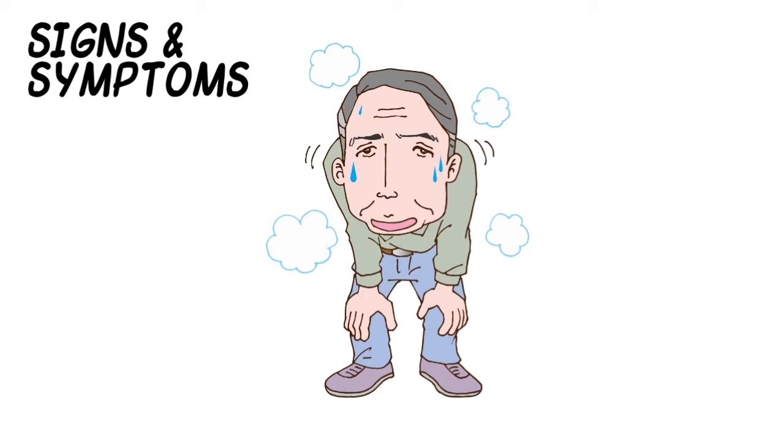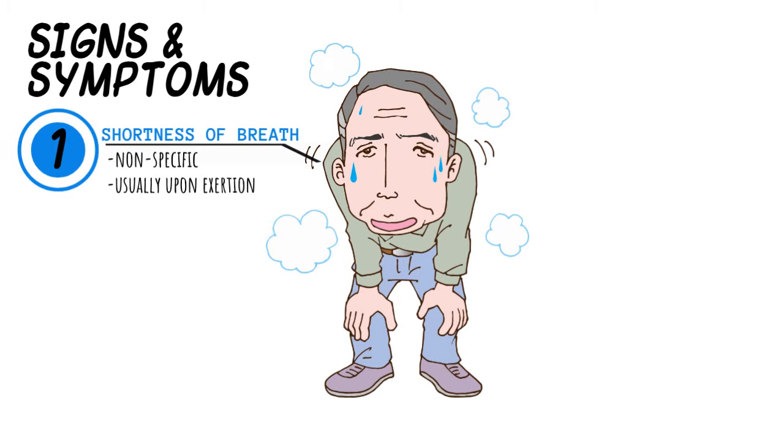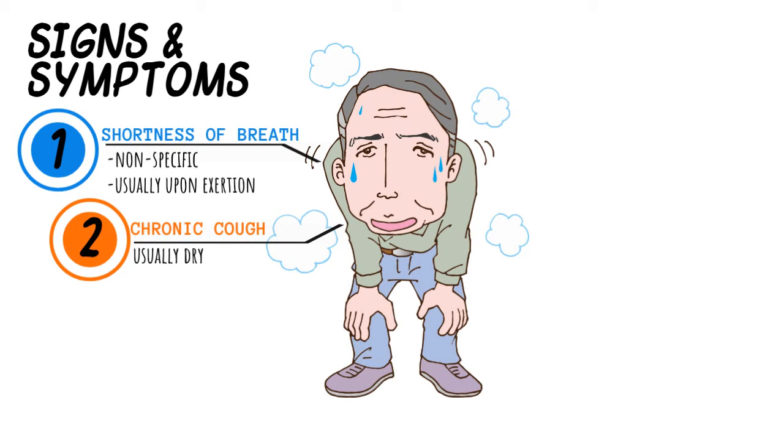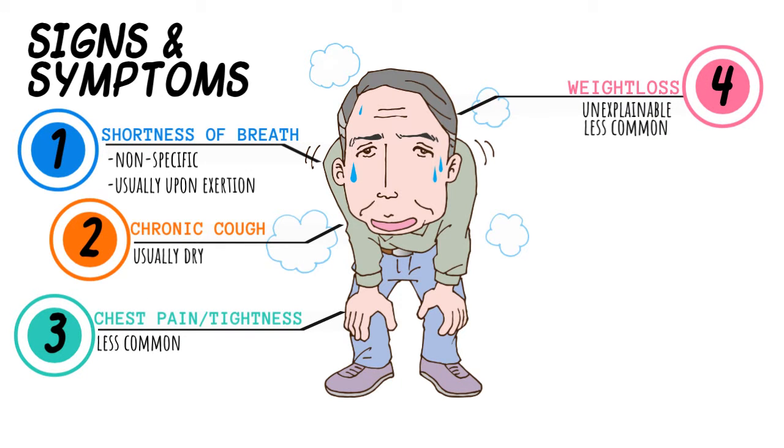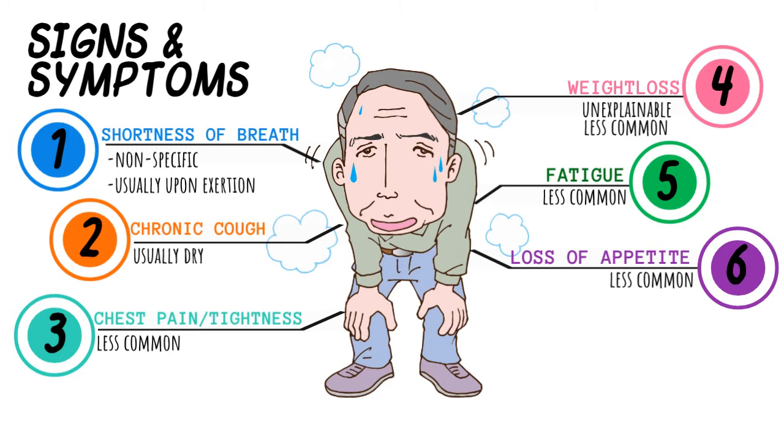The two main signs and symptoms of IPF are shortness of breath and chronic cough. Less common symptoms include chest pain or tightness, unexplained weight loss, fatigue, loss of appetite, and finger clubbing.